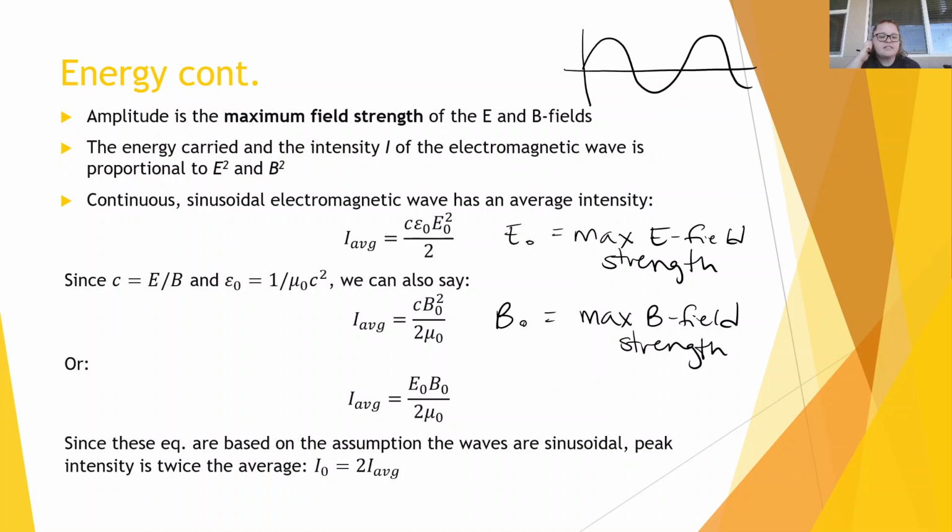Since these equations are based on the assumption that these waves are sinusoidal, the peak intensity, I naught, is twice the average intensity. Just make note of that. Again, the peak intensity, or maximum intensity, I naught, is equal to 2 times the average intensity that we can solve for up here using any of those 3 equations.